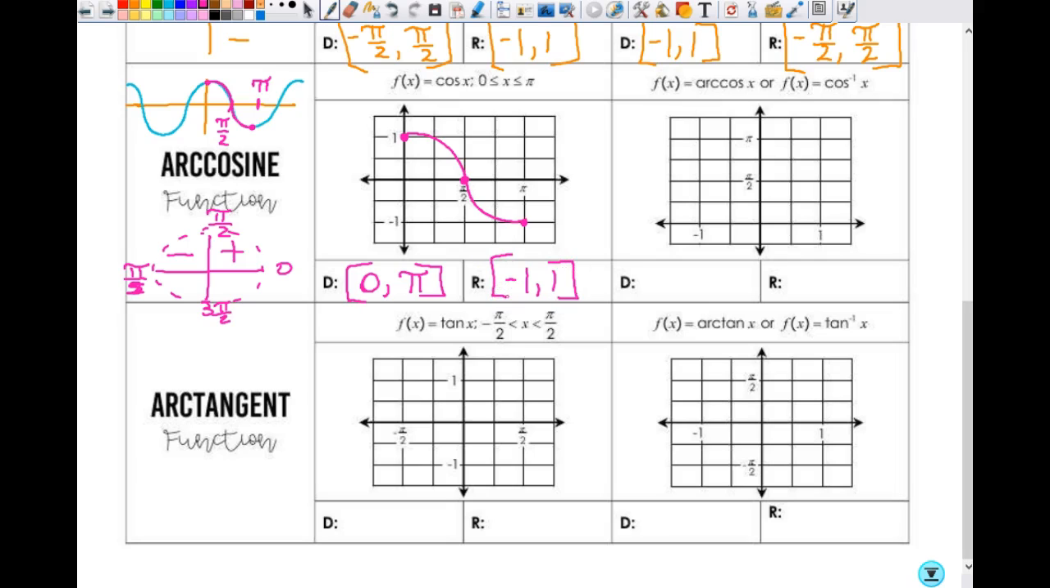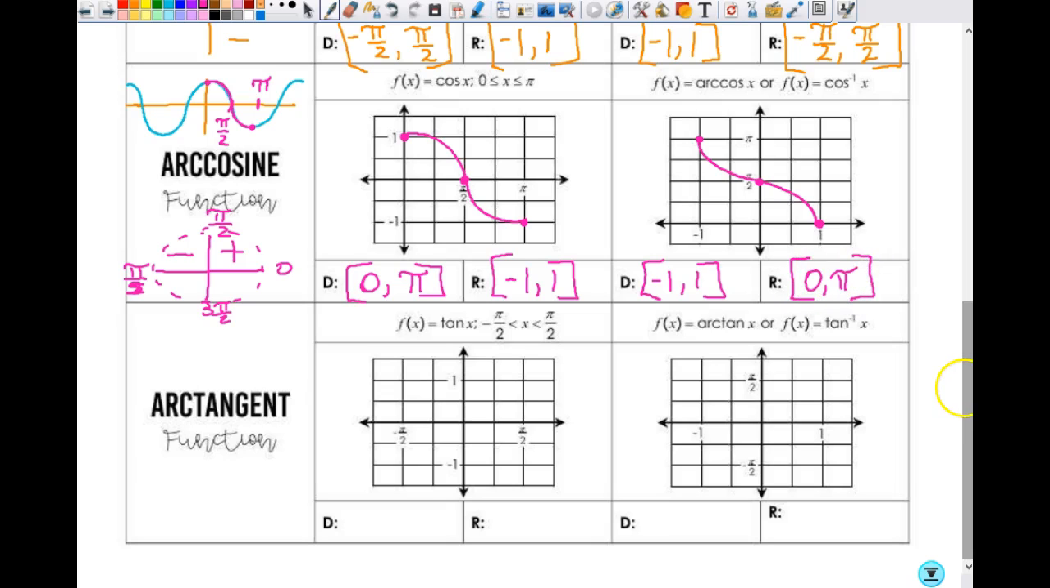So now when I exchange these, (0, 1) becomes (1, 0). This (pi halves, 0) becomes (0, pi halves). The (pi, -1) becomes (-1, pi). And this is my graph. So my domain goes from -1 to 1, and my range goes from 0 to pi.